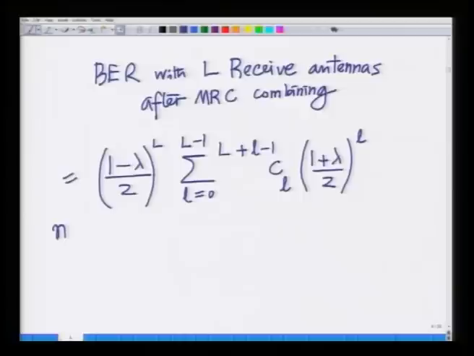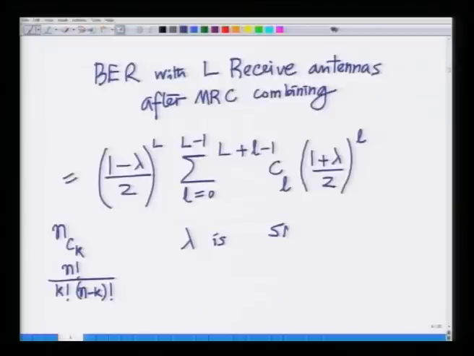Remember, n choose k, or nCk, is nothing but n factorial divided by k factorial times n minus k factorial. So, this is capital L plus small l minus 1 choose L, or L plus l minus 1 C l, into (1 plus lambda over 2) to the power l, where lambda is defined as the square root of SNR divided by 2 plus SNR.